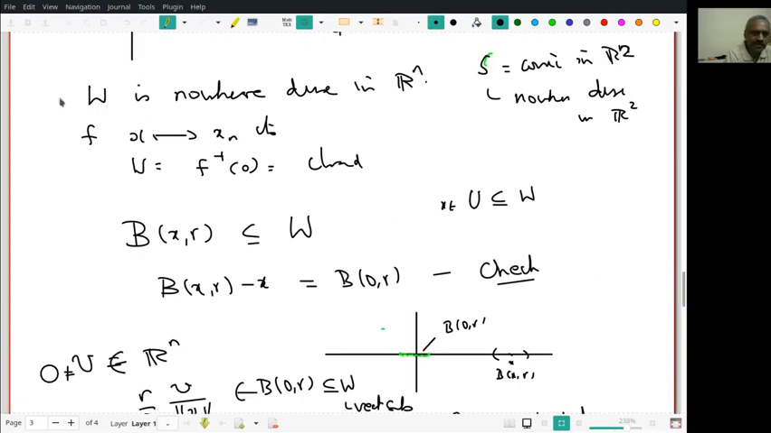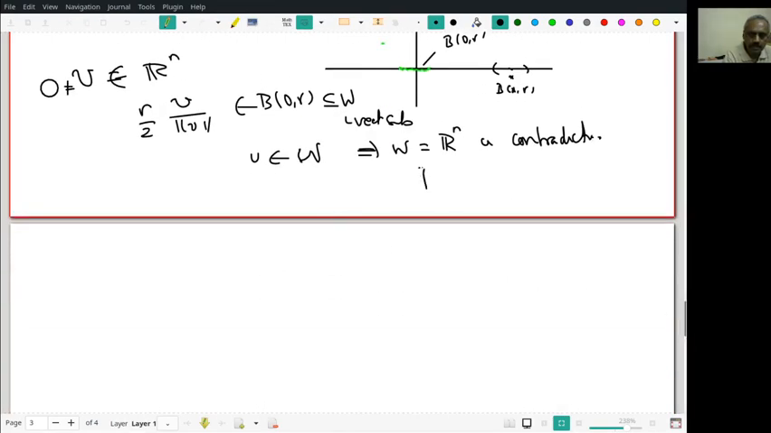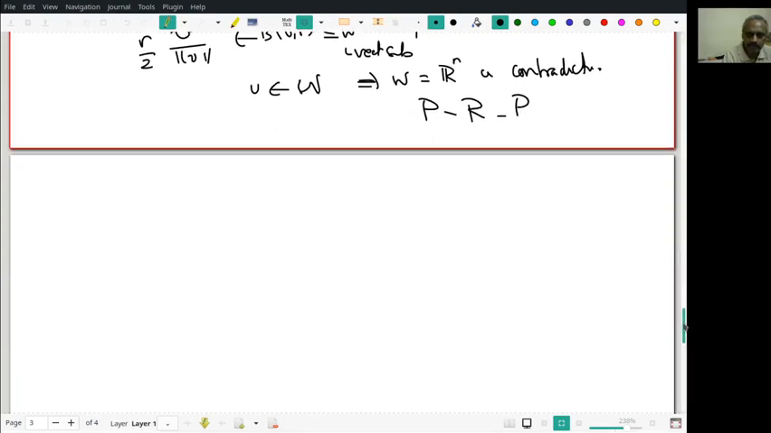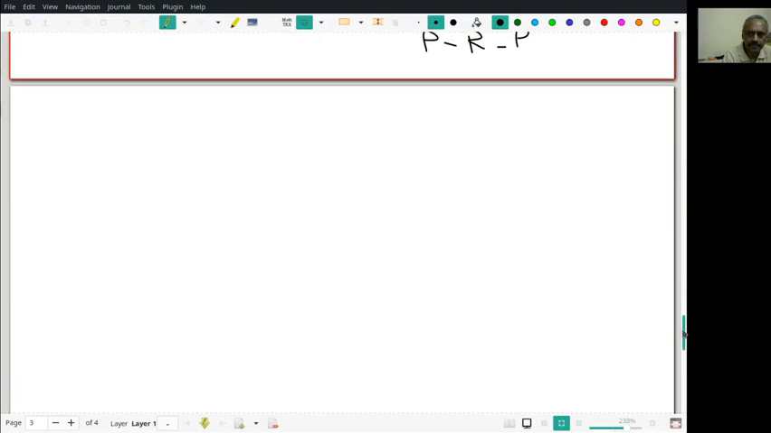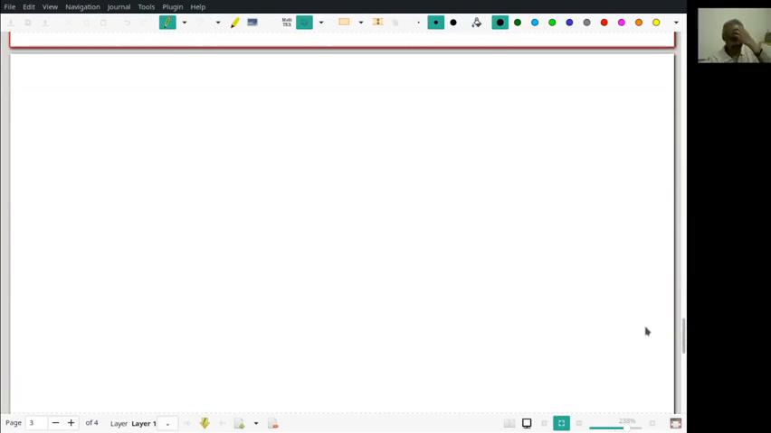So this is an example. Spend some time, pause, review, then proceed. Now we are ready to state the Baire category theorem. What does it say? There are two versions.